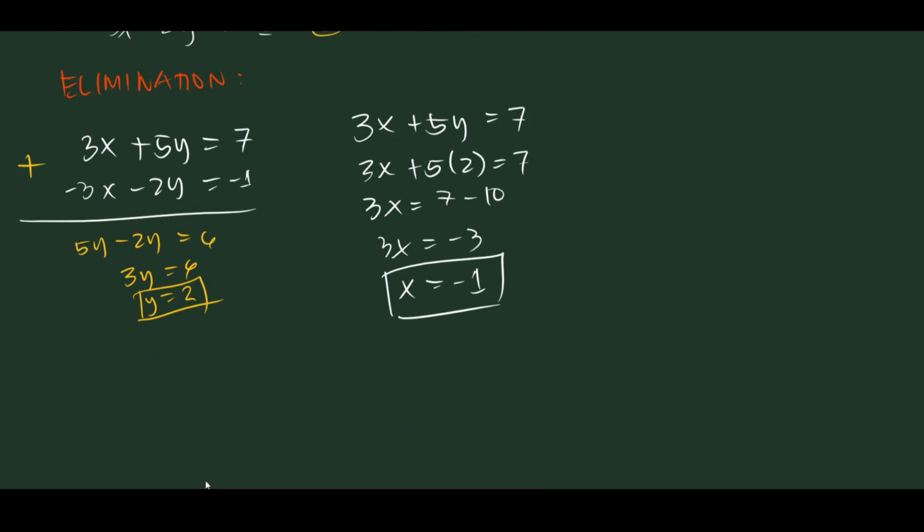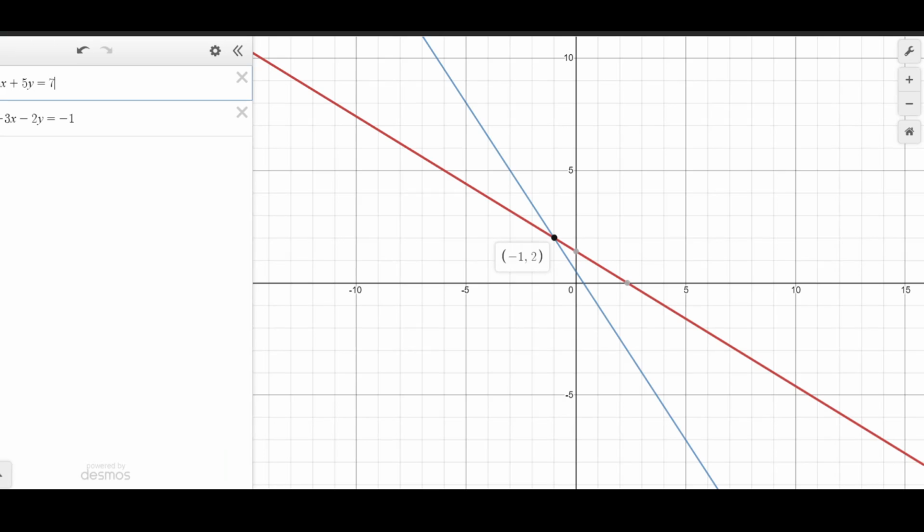For the graphical method, we're going to use a graphing tool, a web tool known as Desmos. You can just go to their website, desmos.com/calculator. I already typed the equations right here. 3x plus 5y is equal to 7 is the red. So we have here a line. So this is a linear equation, right? The blue is our equation 2. The solution is where they intersect. That is our solution. So our x is negative 1, as in our previous two methods, and our y is 2. So therefore, our answers are indeed correct.